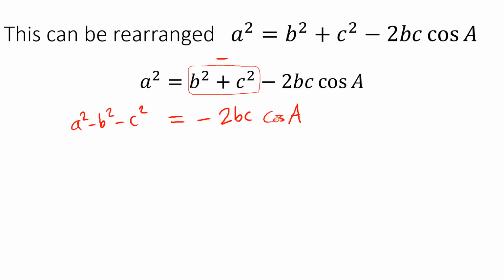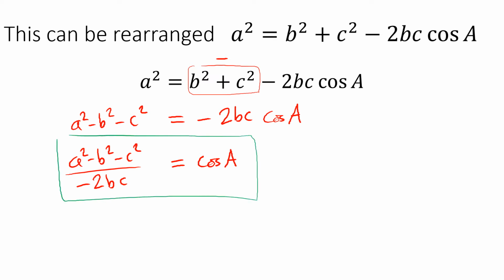Next thing I want to do, if I want to get cos A on its own, is divide by this minus 2bc. So I'll end up with a squared minus b squared minus c squared all over minus 2bc, and that will give me cos A. So yeah, that is our rearrangement.